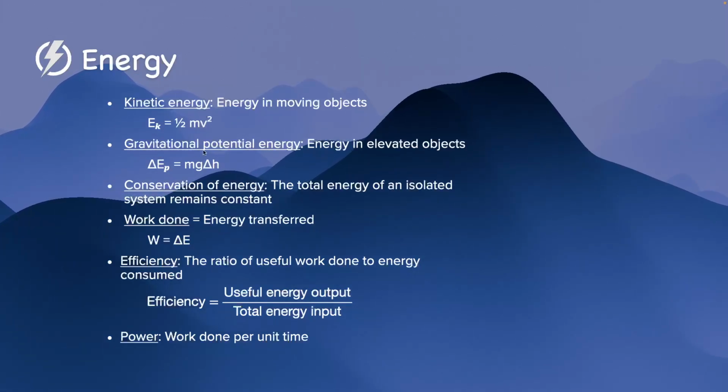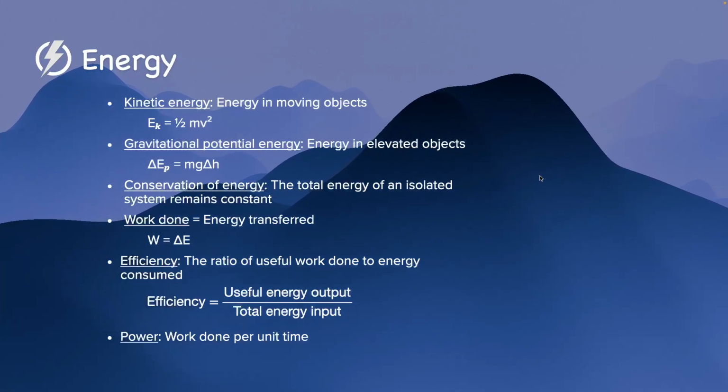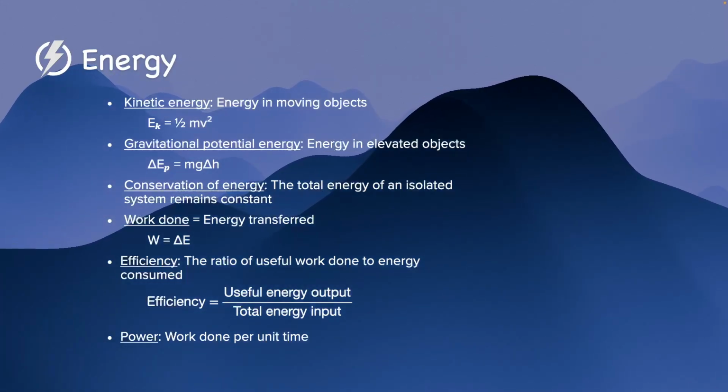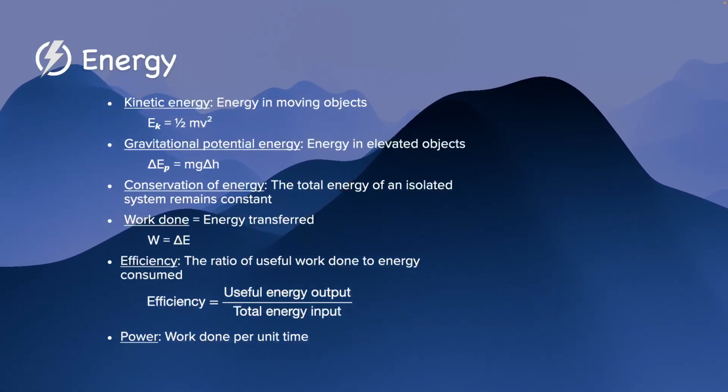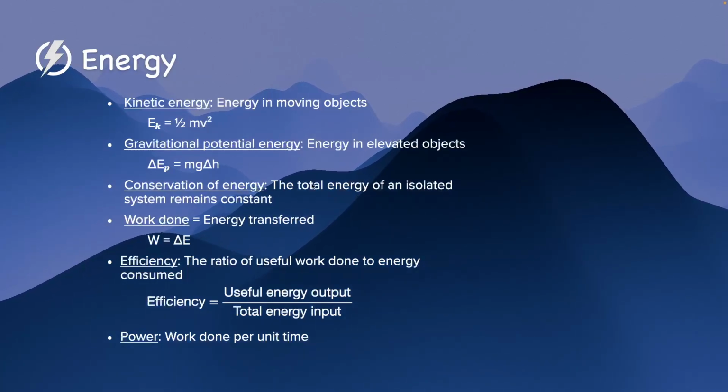Okay, gravitational potential energy is the energy in elevated objects, or objects which are far from an object which has a gravitational field but is trying to attract that object. For example, an airplane over the earth. I told you this example already.